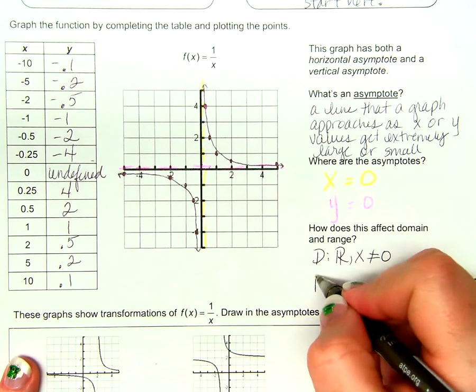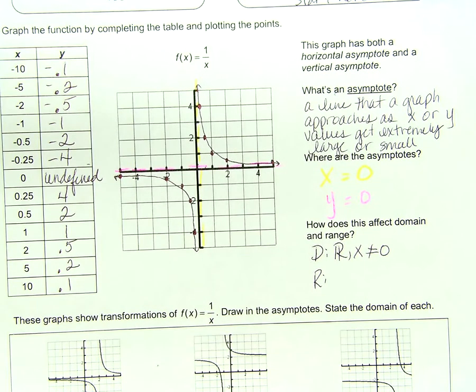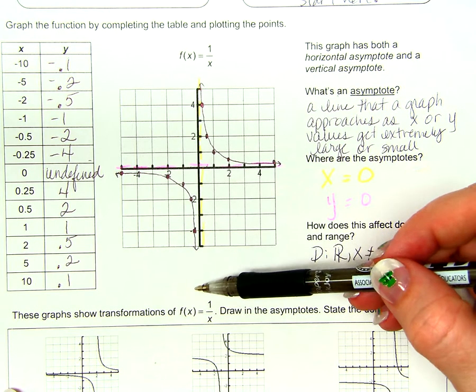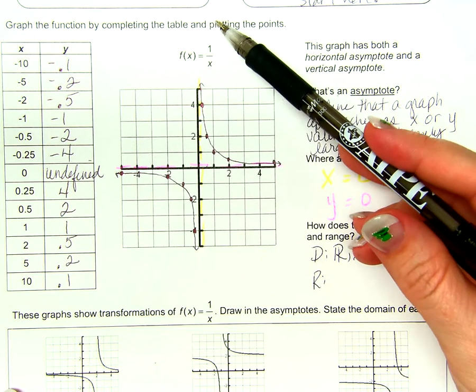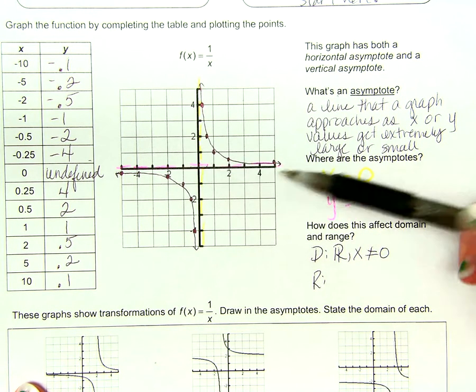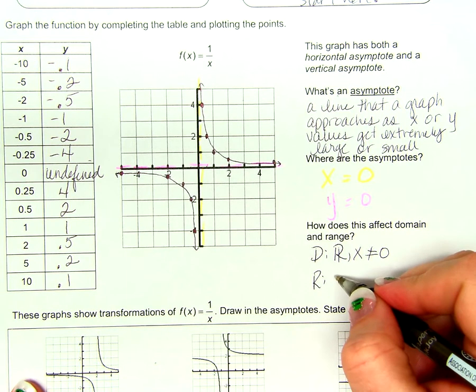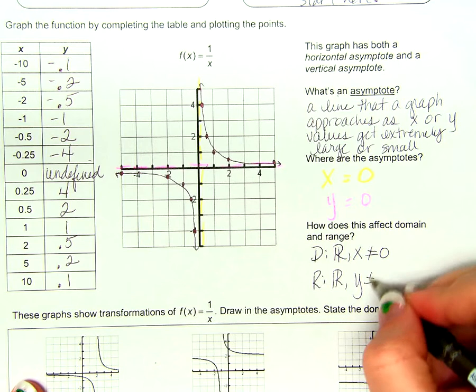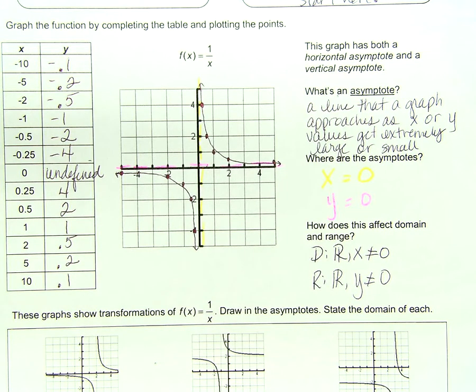So what about the range? If domain we're talking about left and right, what are we talking about in range? Down and up, right? So how far down does this go? And how far up does it go? Forever and forever. So what happens at 0? Nothing. So what's this range going to look like? So all real numbers, but y is not equal to 0. Very good. Okay.